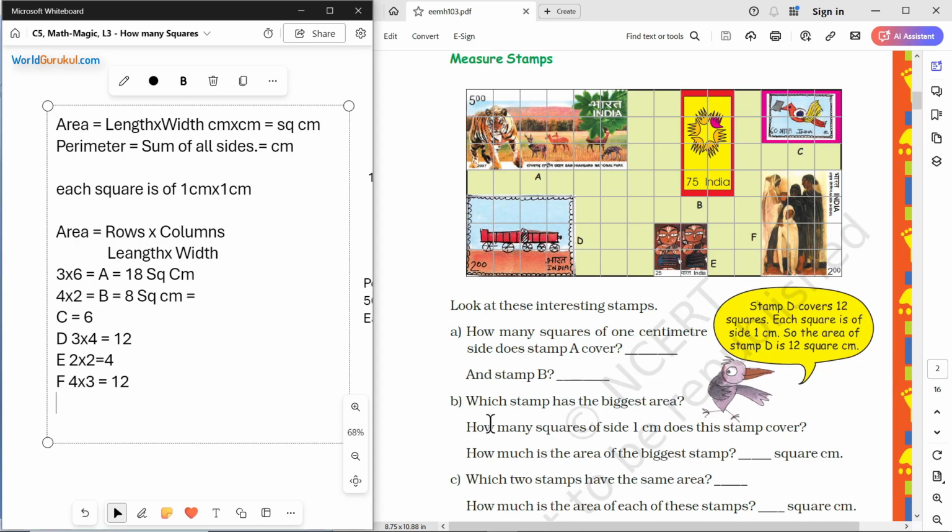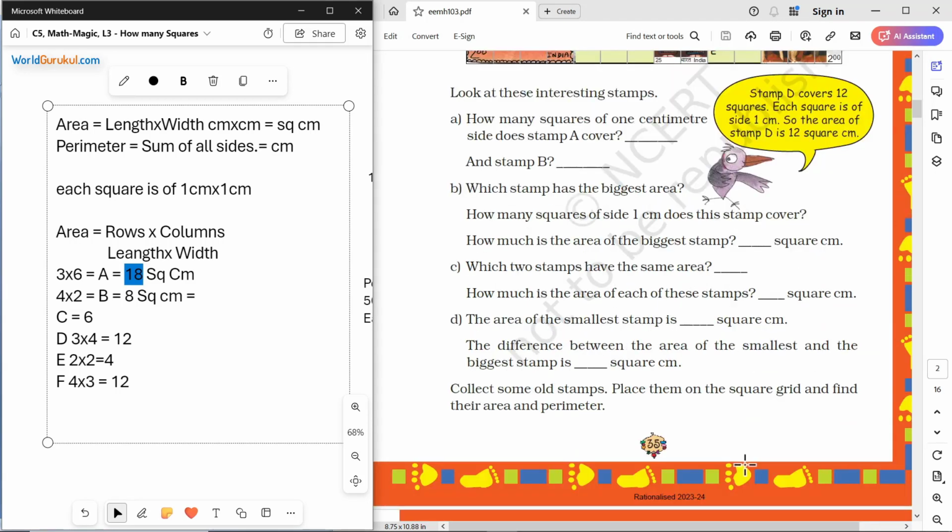Now we know the answer for this question. Which stamp has the biggest area? A has 18, and that is the biggest area of all. Right? Answer is A. And how many squares of side 1 centimeter does this stamp cover? That means how many blocks? It is simply 18 blocks. Each block is of 1 square centimeter. Next question. How much is the area of the biggest stamp? It is 18 square centimeters.